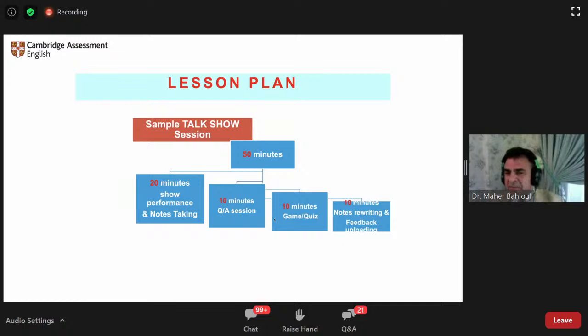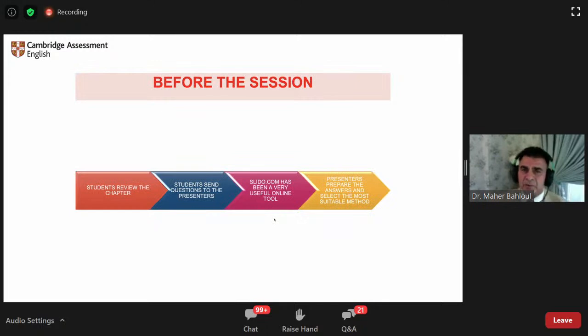And after they finish with the rewriting, they also write some feedback to the presenters, to their classmates. So they highlight the areas of success and the areas of improvement, and then I'll share also that with you.